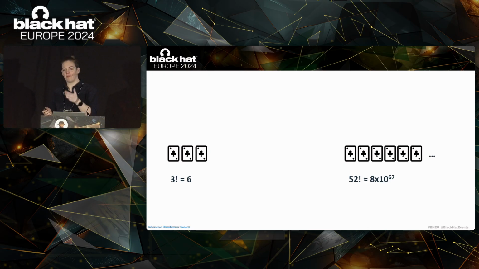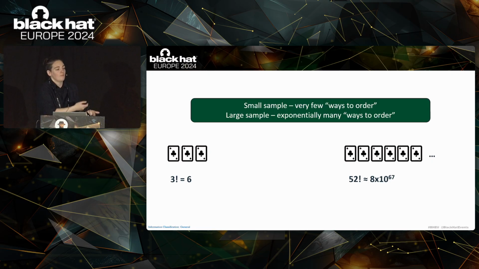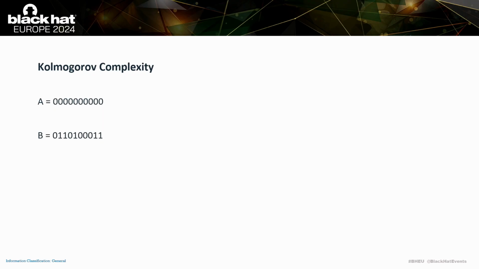In fact, some of you will have heard that factoid that if you shuffle a deck, then you are the first person ever in the history of the universe to have shuffled that deck of cards into that order. And basically, if we take a small sample of something, then we have very few ways to order it. And if we take a large sample, then we get exponentially many ways to order it. And this creates our kind of spontaneous low entropy that happens.